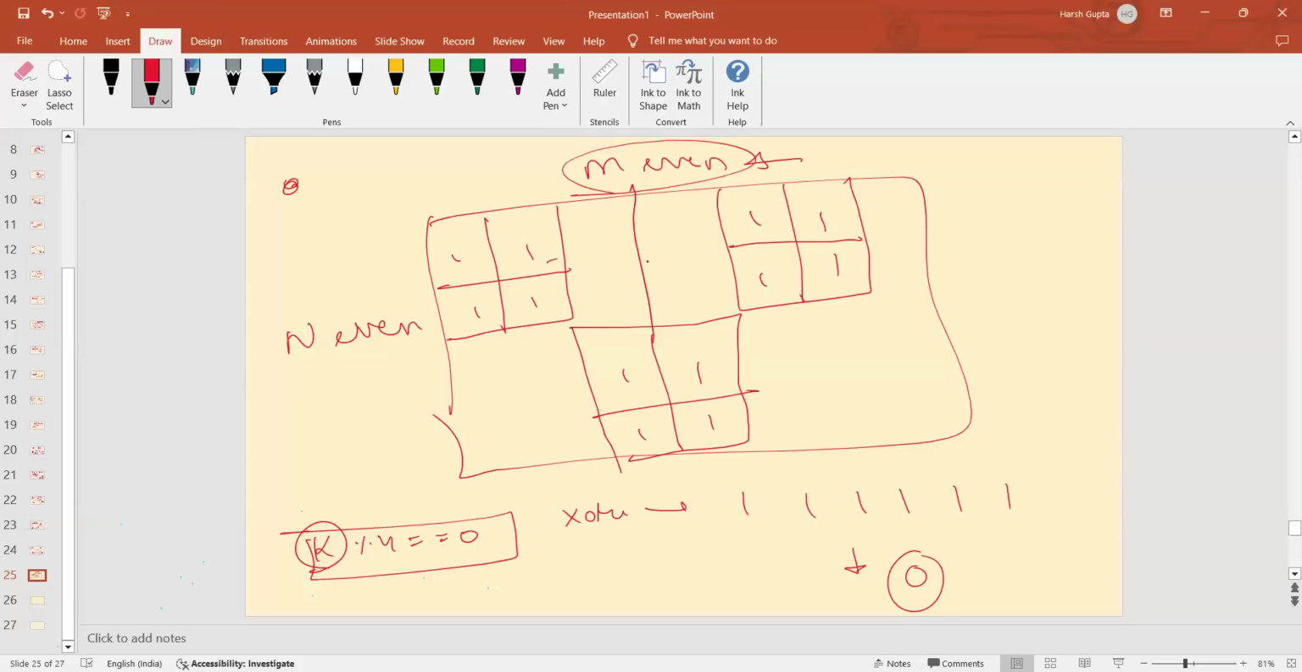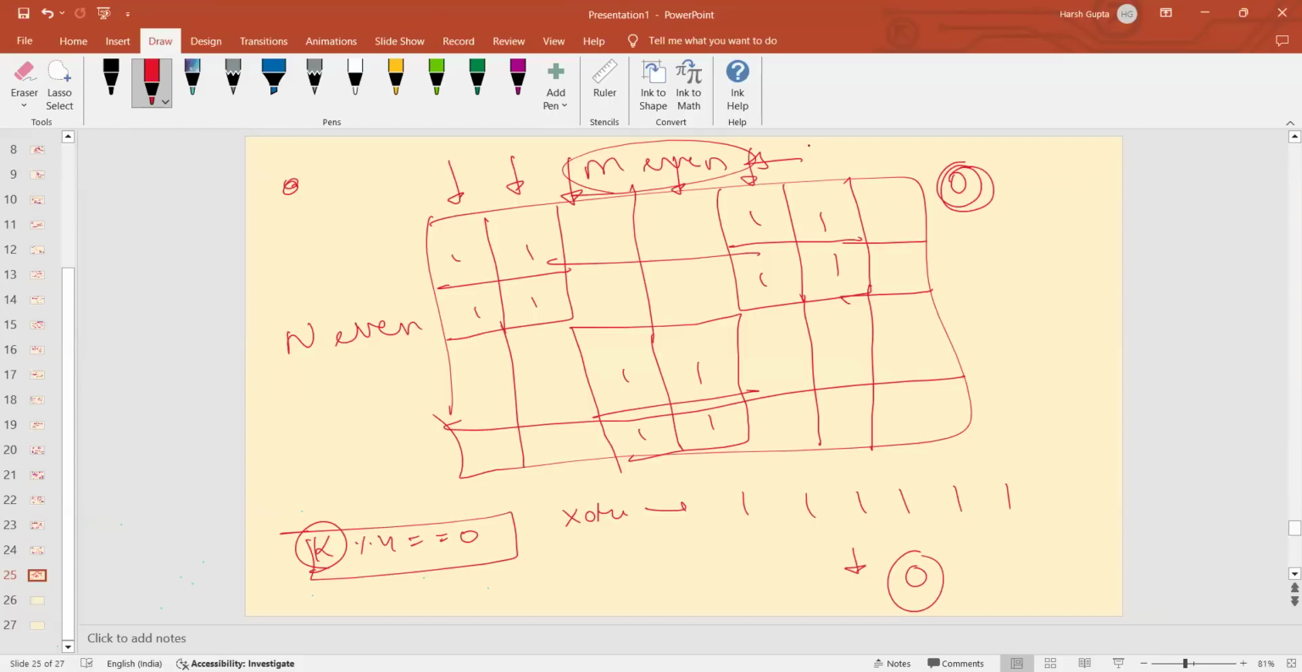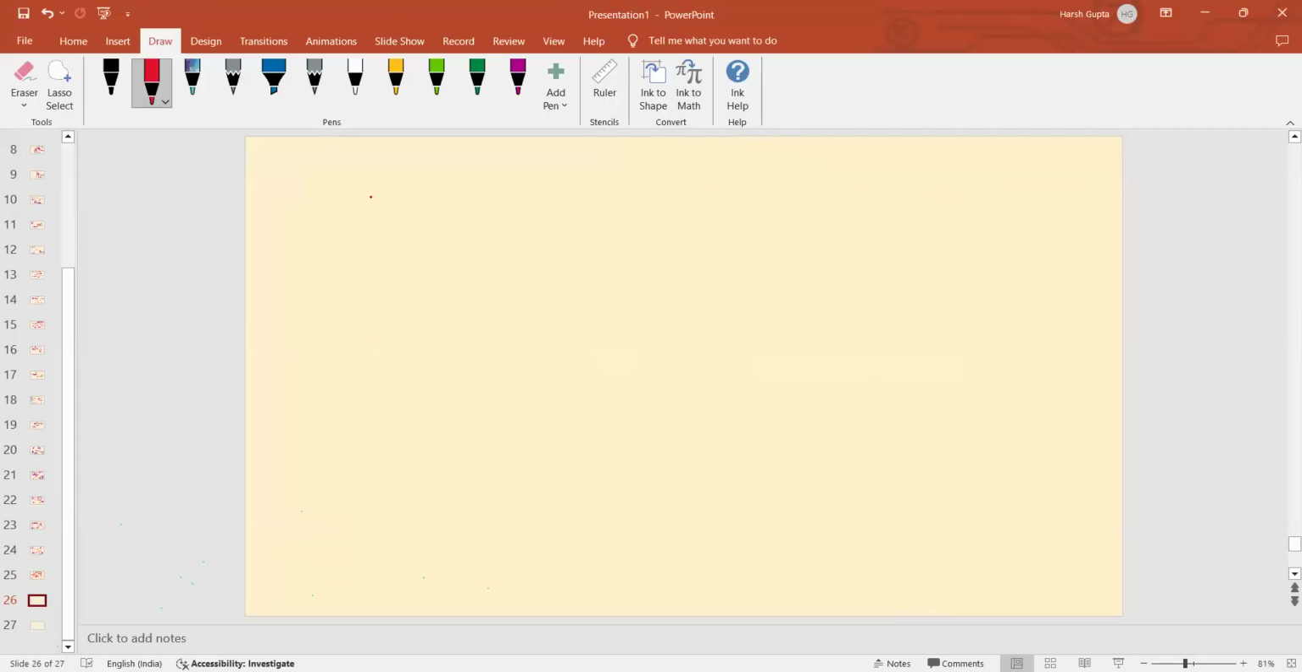And if I am doing so, if you observe one thing, my XOR result, my ugliness result, will always be 0. Because if you take the XOR in this row, in this row, in this row, it will come out to be 0. In this column, in any column you take the XOR result, it will come out to be 0.